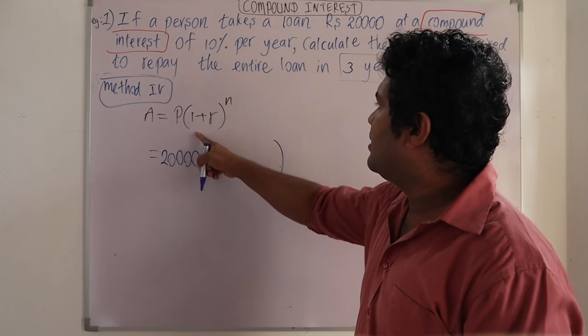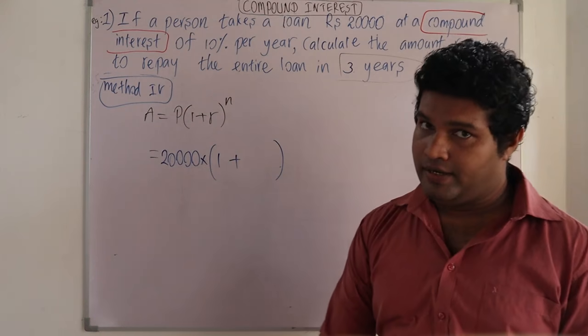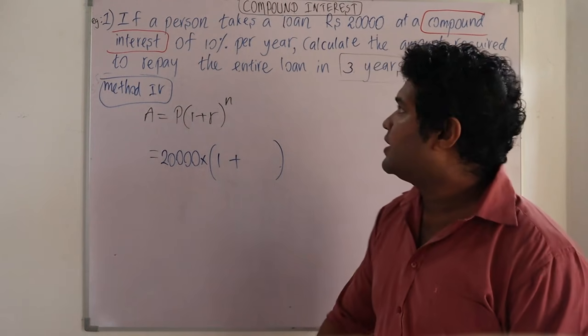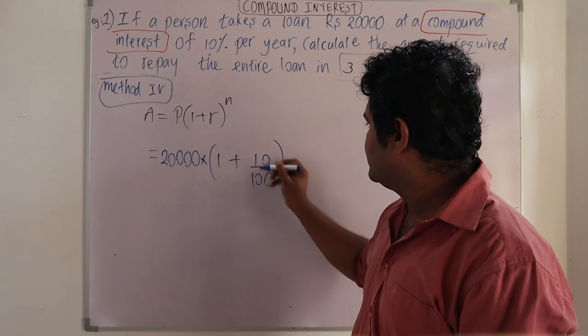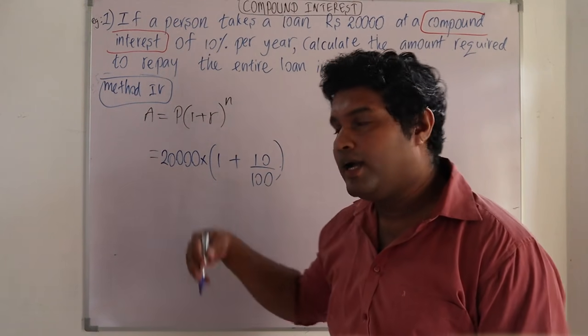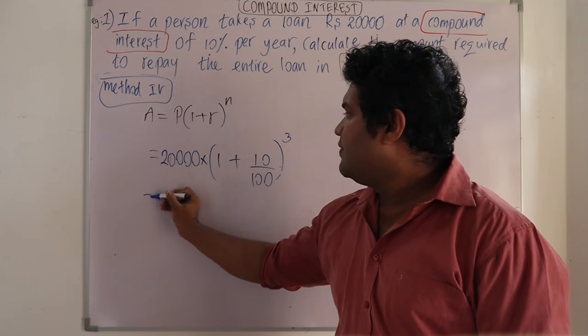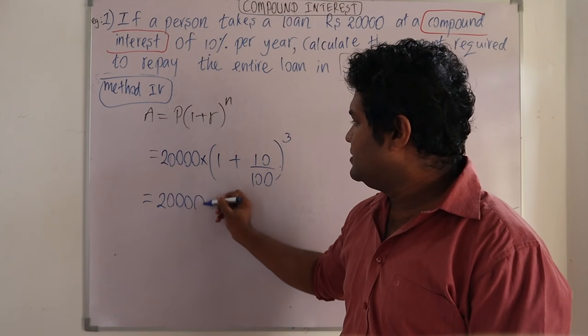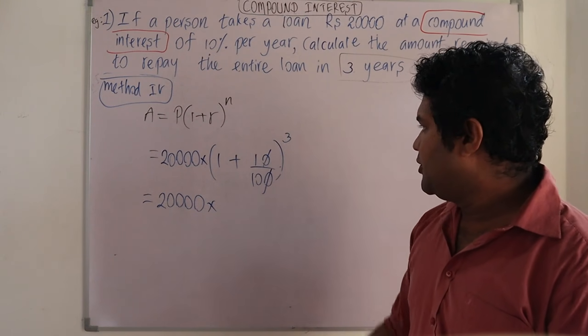I had to write 1 plus R to the power n. 1 is 1. What is R? R is the rate of interest. What is the rate of interest? The rate of interest is 10%, 10 over 100. It's a rate, not only 10. And n, the number of years, is 3. We'll say it's 20,000. We can simplify further, 0 and 0.